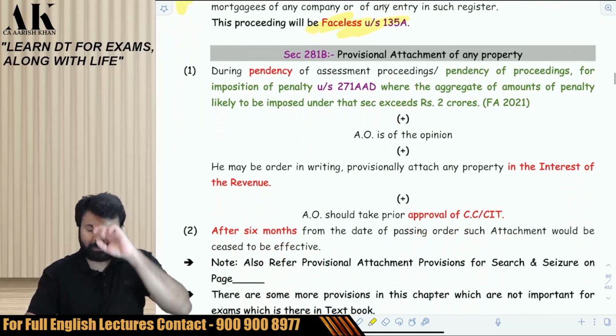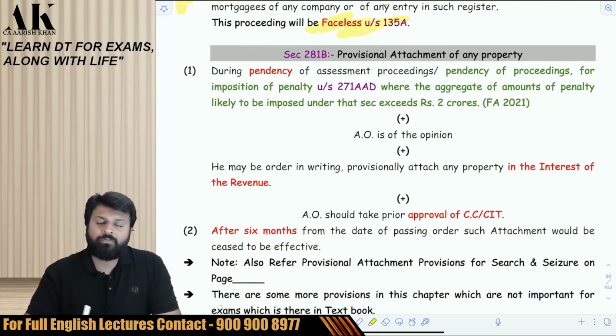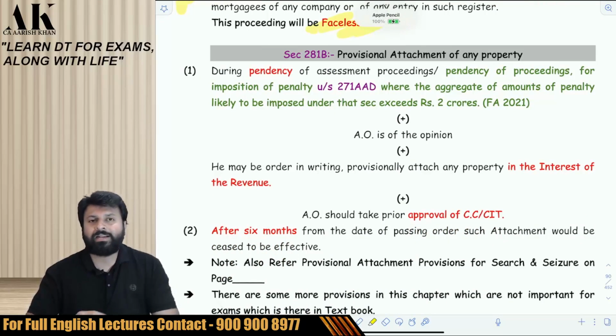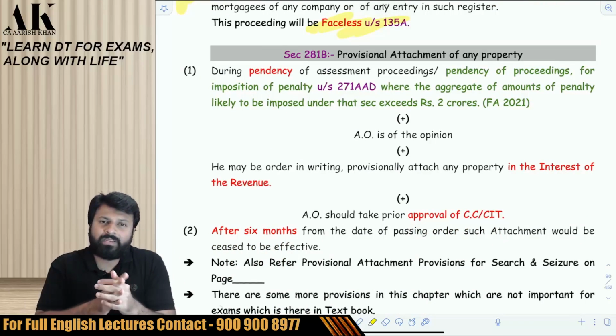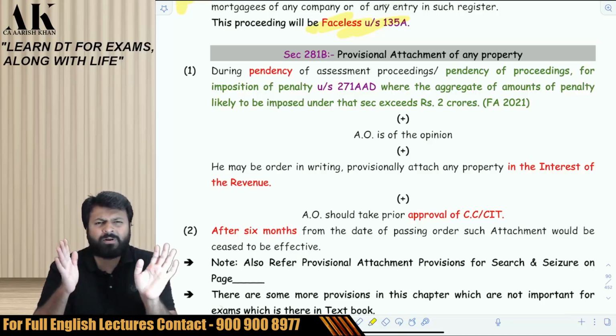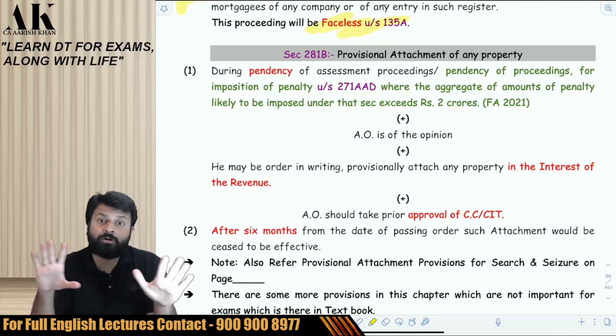One last thing over here, 281B, provisional attachment. Now, what is provisional attachment? What is attachment? Attachment means your property is attached by the department. Now, you can use the property, but you cannot sell it. You cannot sell that property now.